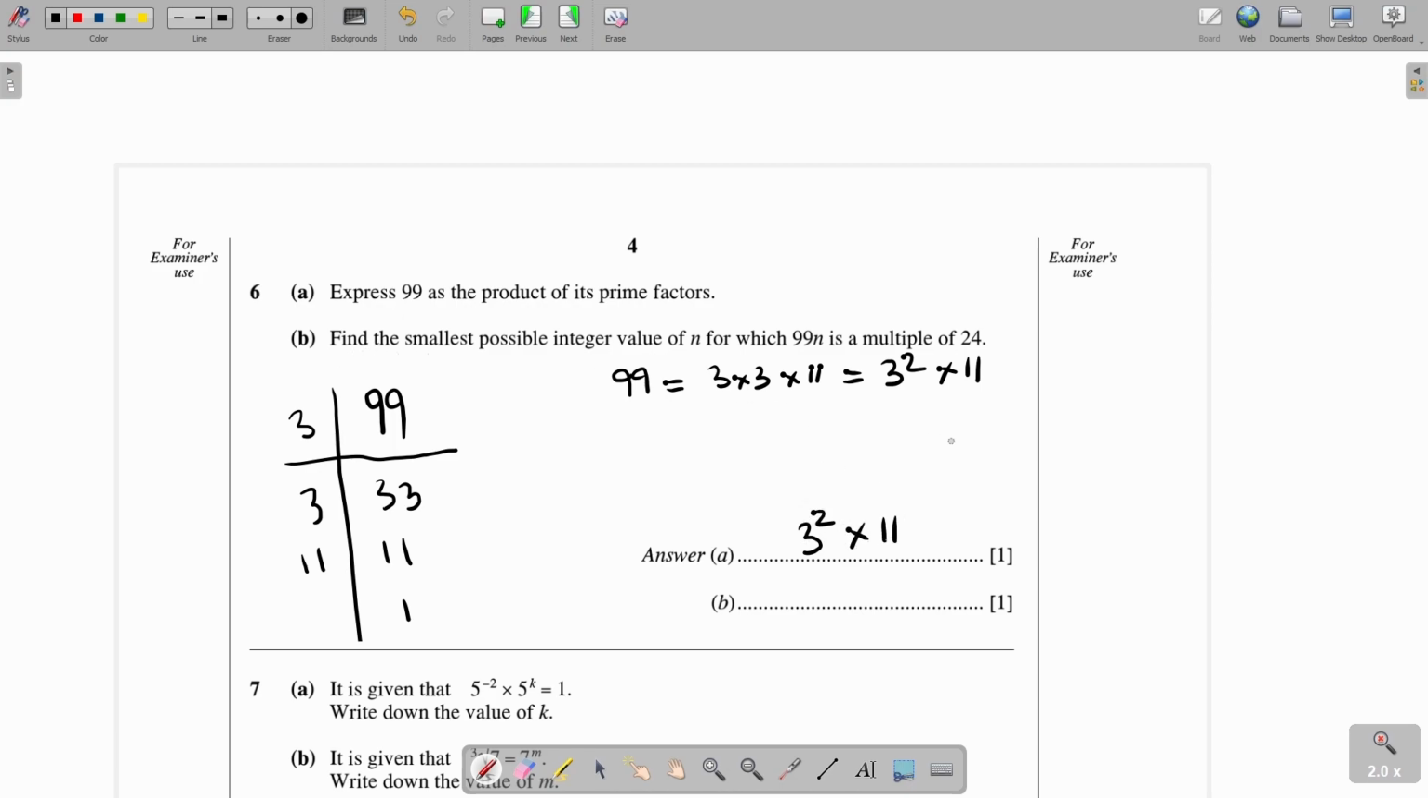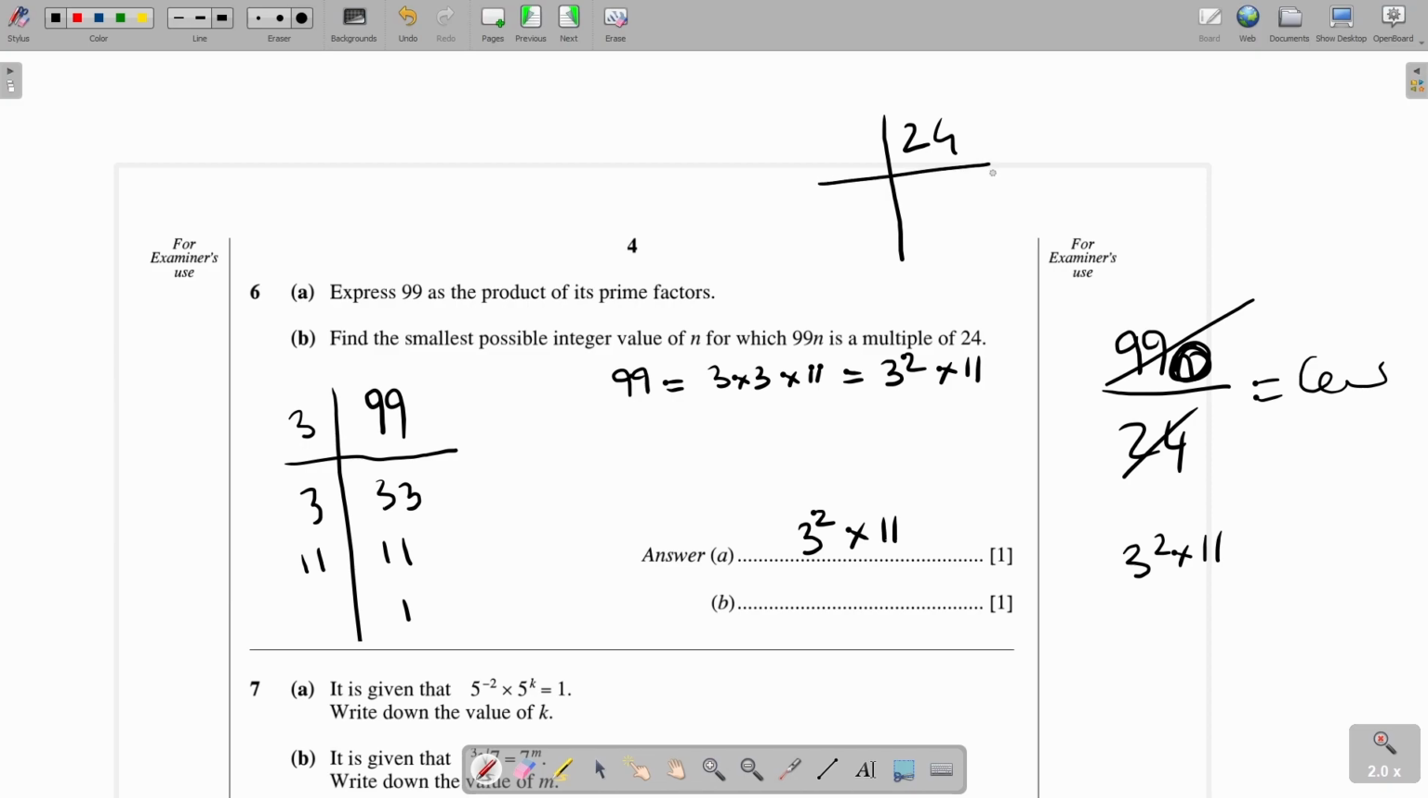And then find the smallest possible integer value of n for which 99n is a multiple of 24. So 99n needs to be divisible by 24, so that the factors get crossed out and it would be a whole number, and then we get left with something, right? So to do that, we need to find an n. Since we already know 3 squared times 11 is 99, we need to find out what 24 is.